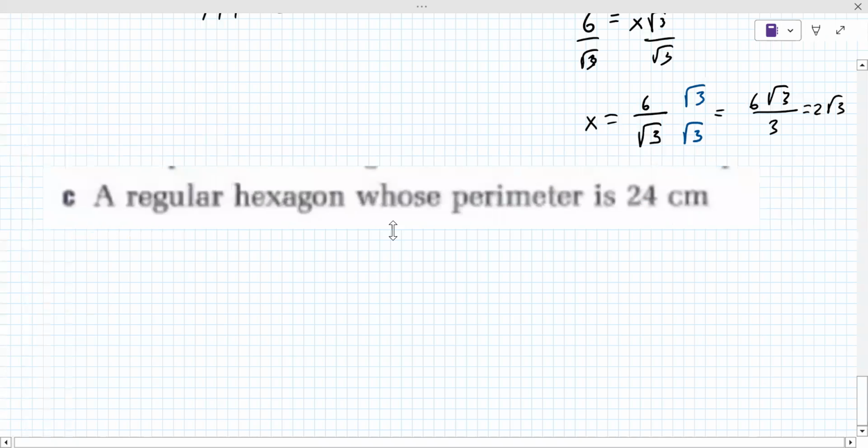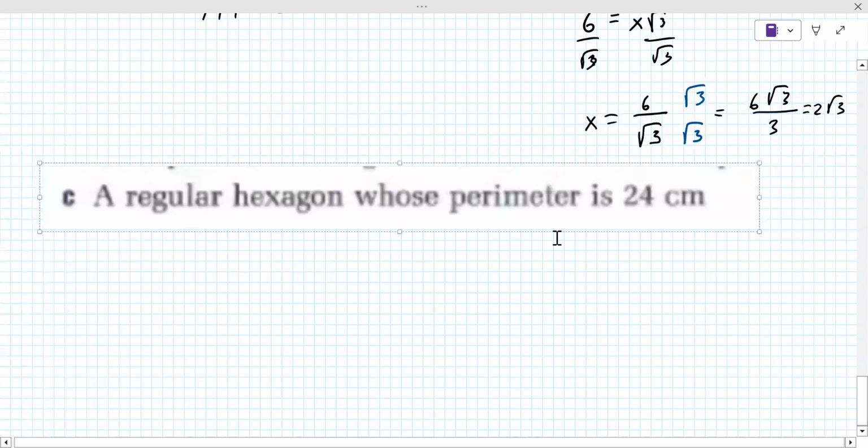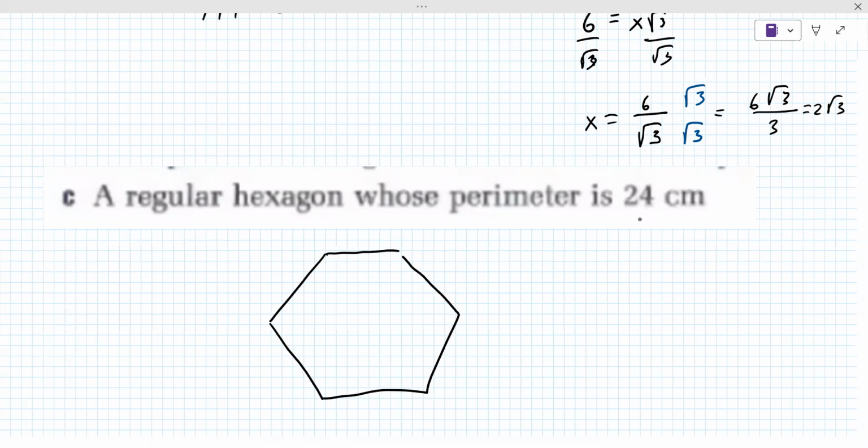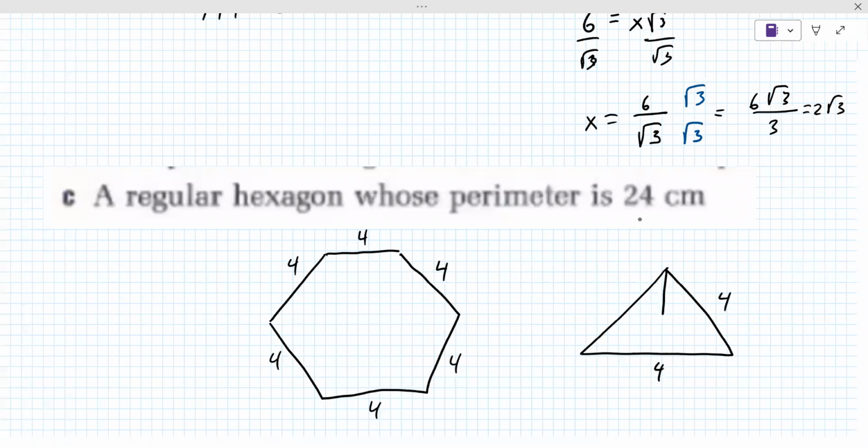All right, a regular hexagon whose perimeter is 24 centimeters. So here's your hexagon. Sometimes it's good to draw it. And the perimeter is 24 centimeters. So that means each side is 4 centimeters. And from earlier, we know that it's really 6 equilateral triangles. All right, so we found the side length. The side length is 4.